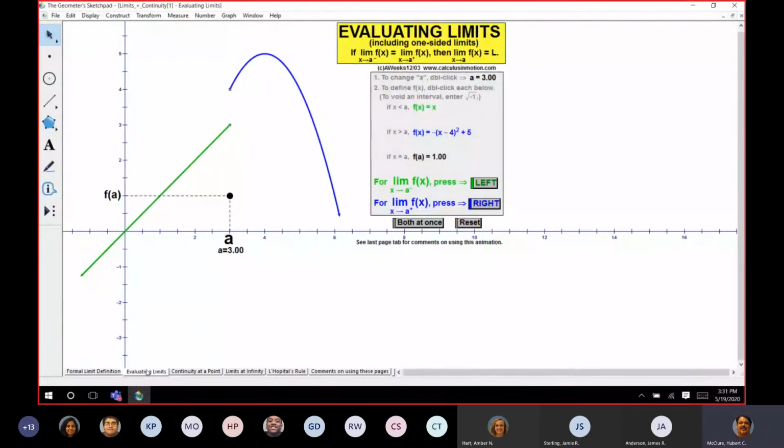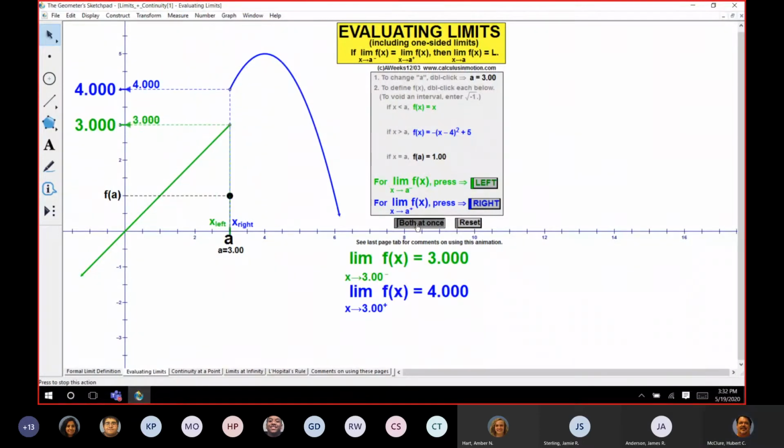Here's another example. If I'm approaching A from the left, then I'm approaching 3. If I'm approaching A from the right, I'm approaching 4. Now I need you to highlight that 3 and 4. I want you to draw this in your notes or take a picture of it. And write this down: if the limits are not equal, then the limit does not exist.